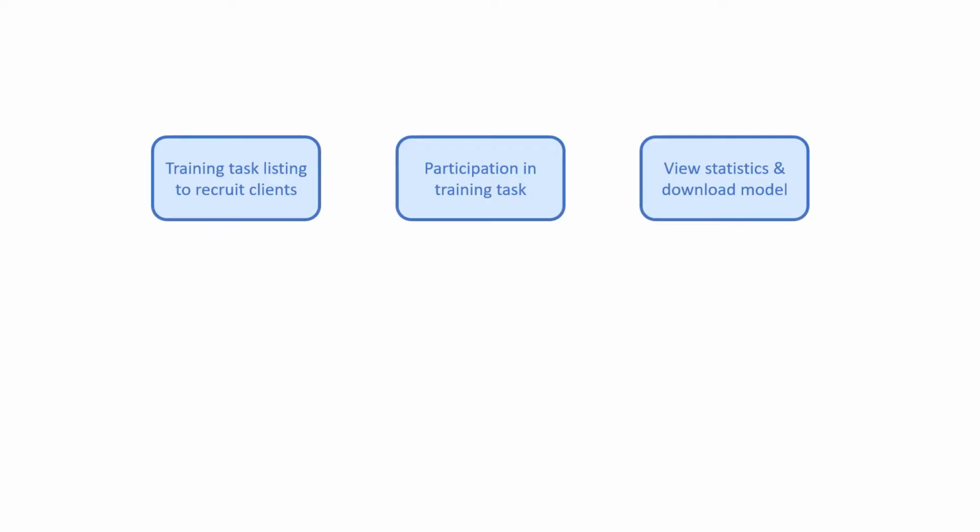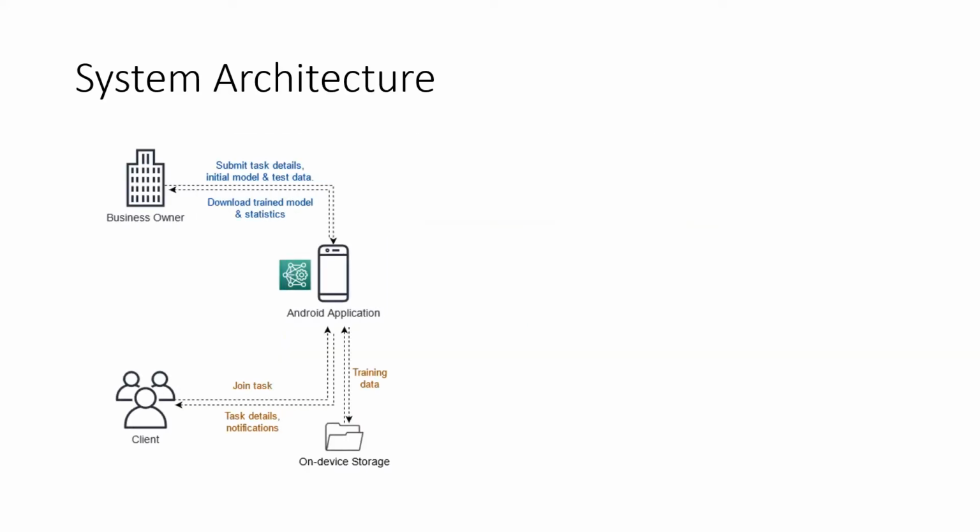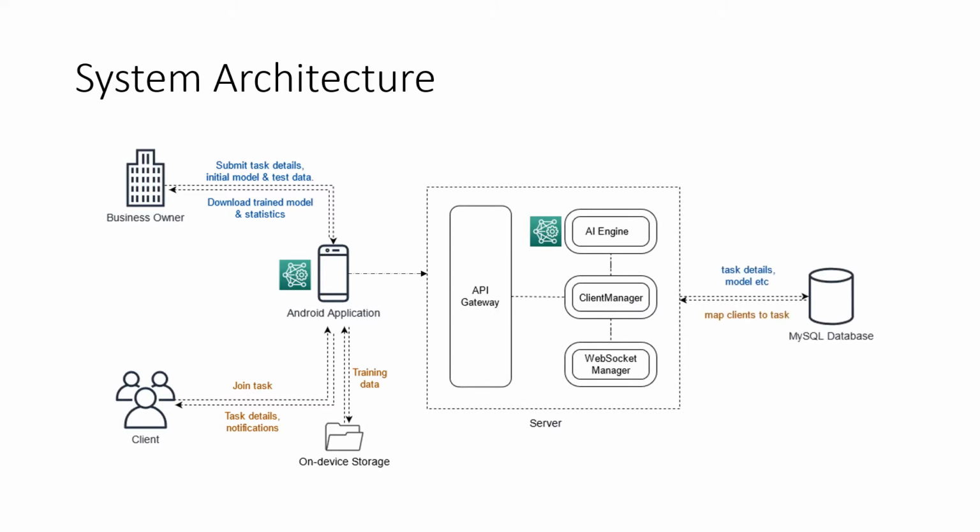Other than the features shown, we also incorporated a client selection scheme to increase the likelihood of successful training, and an incentive scheme to encourage participation. We explain these implementations with the system architecture. The mobile application is where the data and model requesters are matched, and where Federated Learning model training takes place. The application downloads the Federated Learning model from the server and reads data from on-device storage for local training. Both the mobile and the server consist of three major modules: AI Engine, Client Manager and WebSocket Manager.